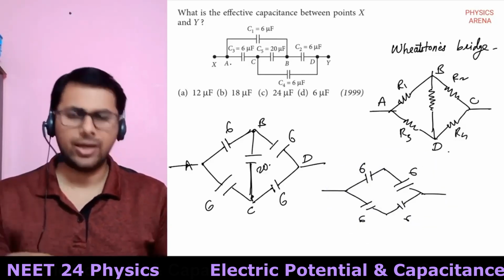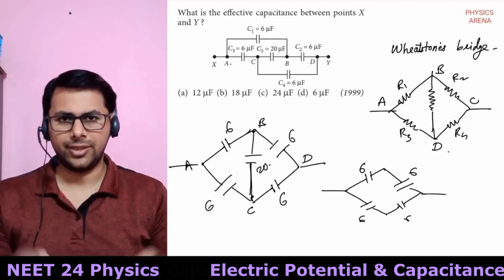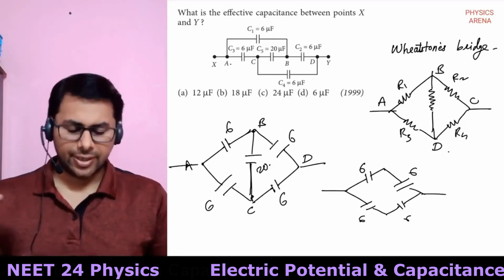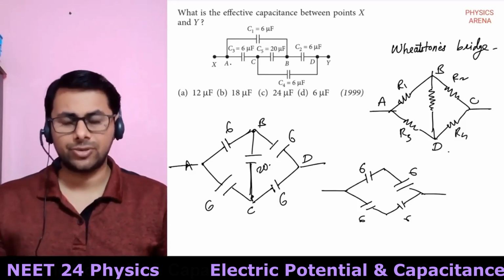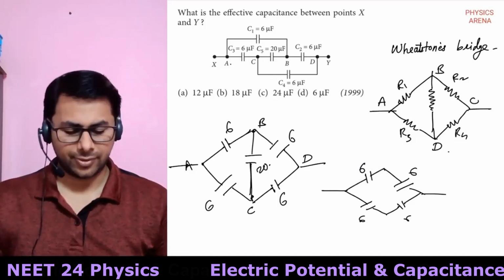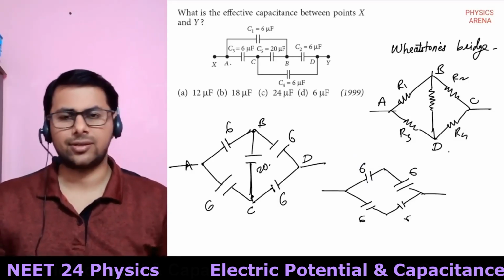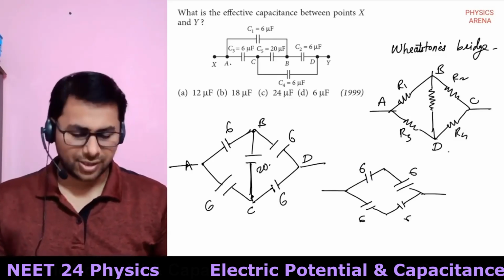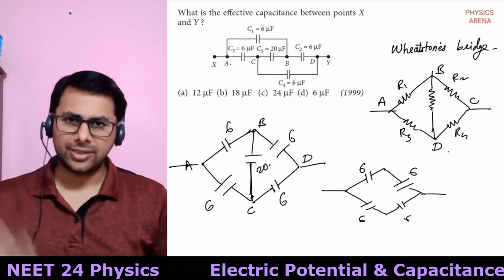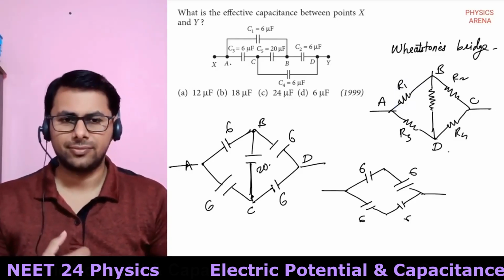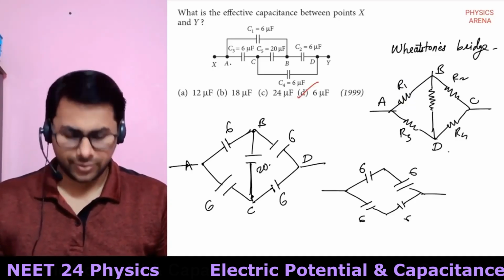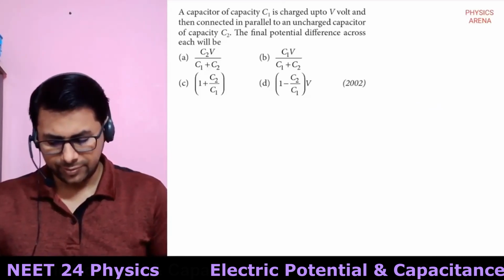Okay. So here you remember one more thing. If you have equal capacitors connected in bridge combination and the bridge is balanced, of course it will be balanced, then effective capacitance would be equal to what? Capacitance of one capacitor. If you have equal resistors connected in the bridge combination, then also the equivalent resistance will be equal to what? The resistance of one resistor. So what's the answer? 6. Okay, let's see next one.